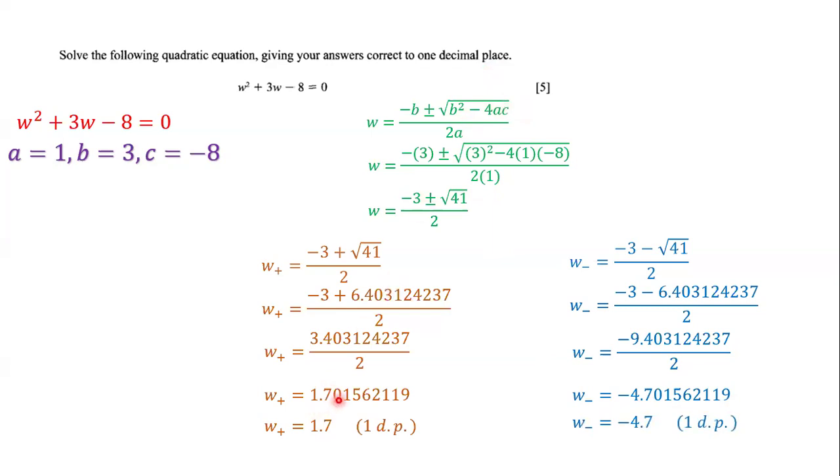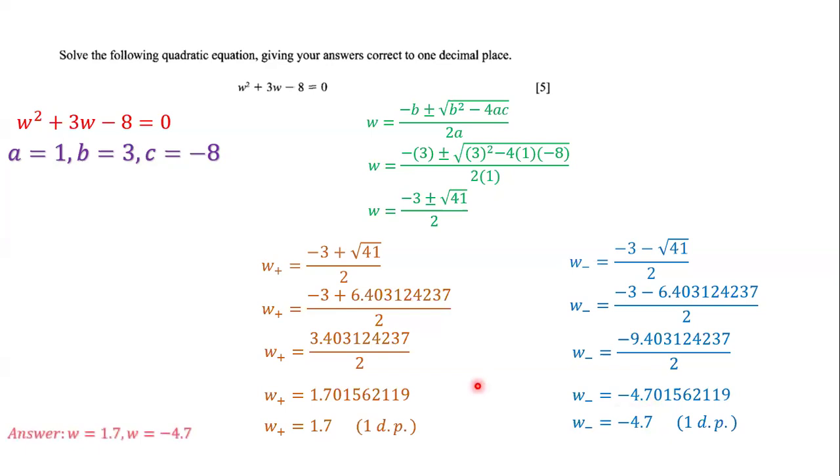Now, they want us to write these answers correct to one decimal place. If we notice here, this digit is 0, so it's less than 5. Since it's less than 5, we cannot round up, so it's just going to be 1.7. So w positive is equal to 1.7, correct to one decimal place. The same thing is true here. This digit is 0, and since it's 0, we cannot round up, so we just leave it as negative 4.7.